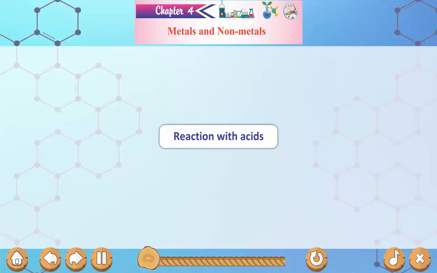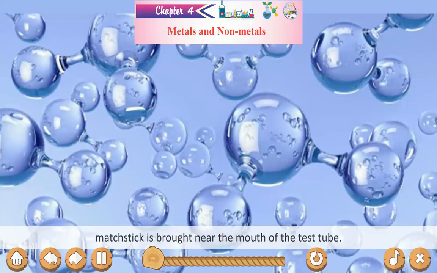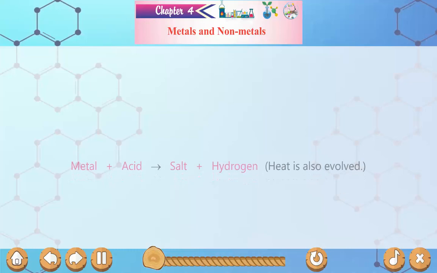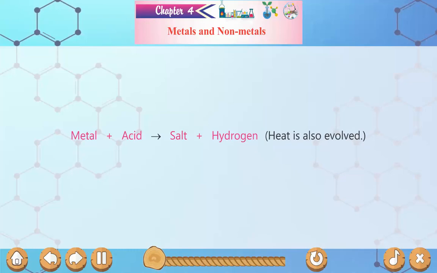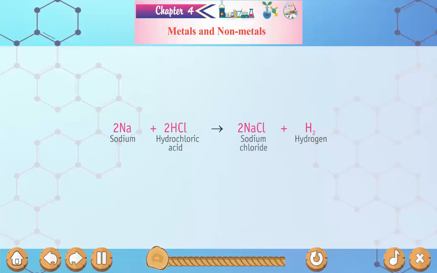Reaction with acids. Let us observe the reaction of metals and non-metals with acids. From the above activity, we see that metals react with acid to form the corresponding salt and hydrogen gas. The hydrogen gas burns with a pop sound when a burning matchstick is brought near the mouth of the test tube. Metal plus acid gives salt plus hydrogen. Heat is also evolved. More reactive metals, sodium and potassium, react vigorously with acids. 2Na sodium plus 2HCl hydrochloric acid gives 2NaCl sodium chloride plus H2 hydrogen.